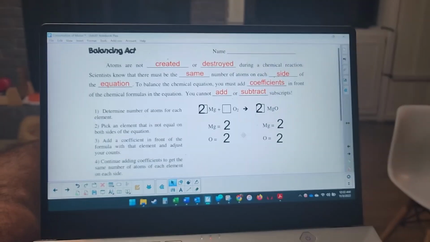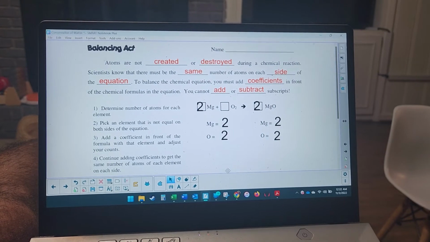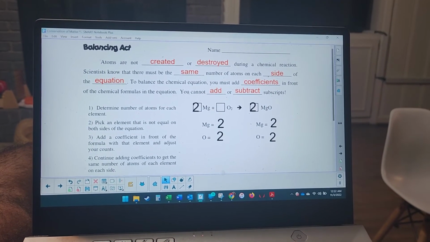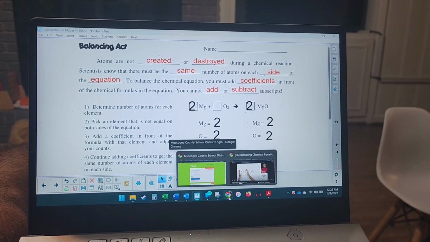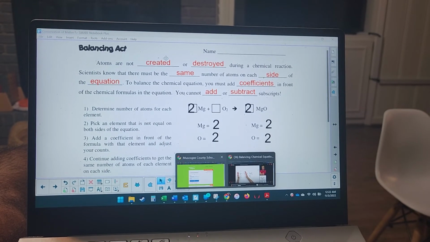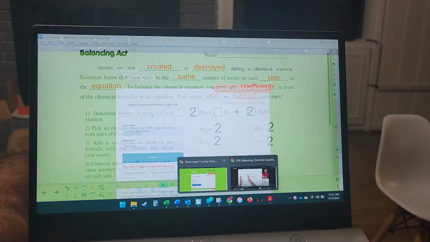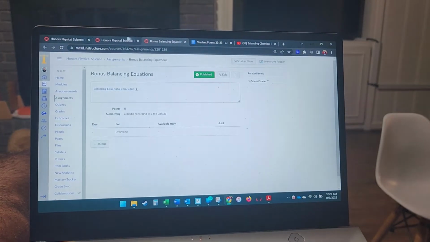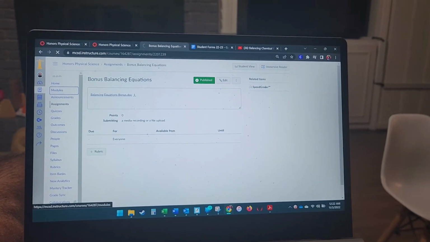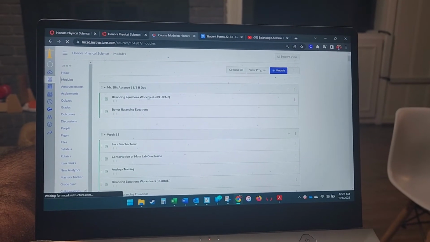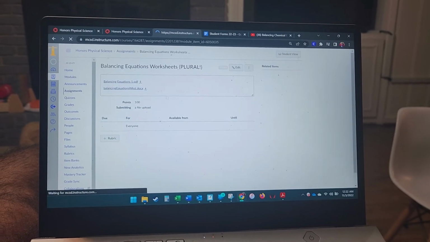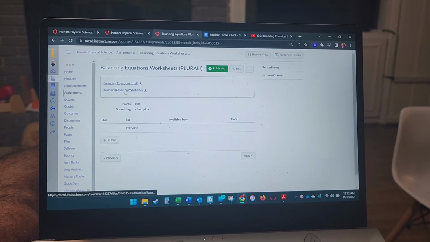There are 2 sheets you have to complete. Okay? And your sub should have them there in front of you, but just in case you were unsure, I believe I can pull this up on here. Hold on, let me see. Is it over here? Okay. So if you look in our modules, you should see a couple things. There is balance and equation worksheets, plural. They are both on here. You can click on both of them.